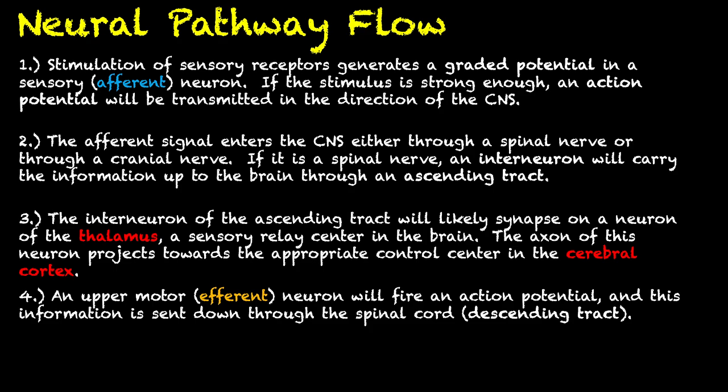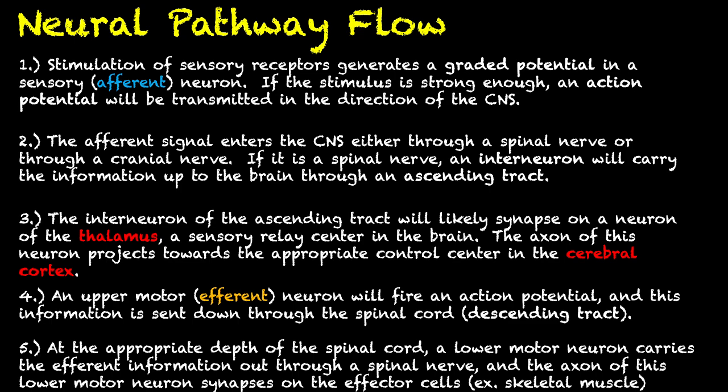Okay, and then we saw on the efferent side, an upper motor neuron will fire action potentials, and then that information is sent down through the spinal cord through descending tracts. And then at the appropriate depth of the spinal cord, which we'll learn more about in chapter 13, but for now, you have 31 pairs of spinal nerves, so you want to make sure you're picking the right kind of exit point to get your information to where it's supposed to go. If your information's going to your hand and to your arm, you don't want to send the information all the way down to the very bottom of the spinal cord, because then you'd be basically going too far.